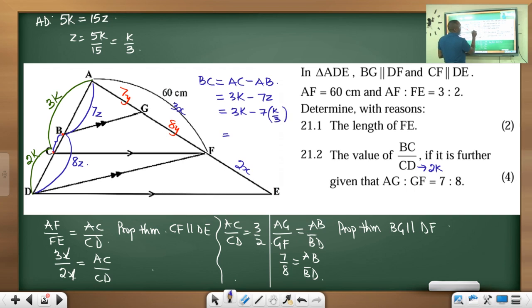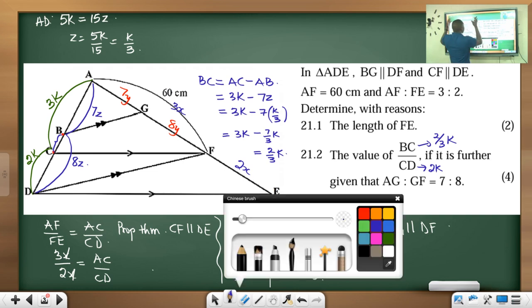Beautiful. So what do you see that I have? I have 3K minus 7 over 3K. And if you do this using your calculator or just algebra, all right, so I have 9, or we can make both over 3, which is 9 over 3, 9 minus 7. I have 2 over 3K. Do you notice I am now done? My BC is now 2 over 3K. And my CD is 2K.